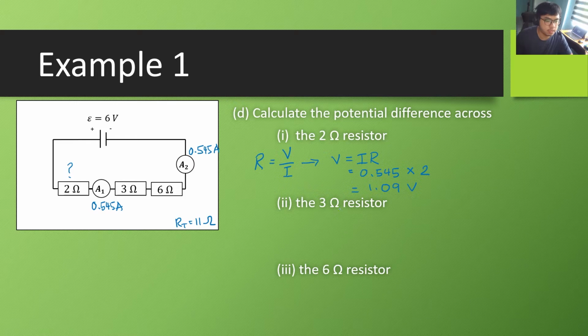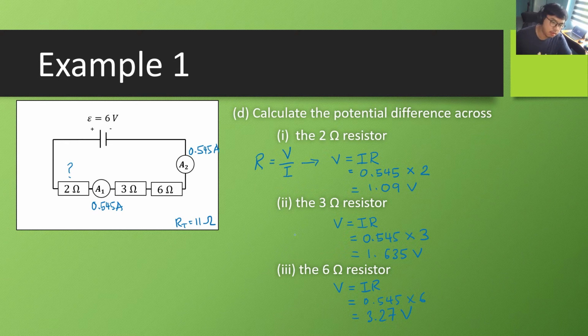What about for the 3 ohm resistor? This is basically the same working but for a different resistor. So it's the same current. The resistance is 3 and that is equal to 1.635 volts. And we'll do the same for the 6 ohm resistor, and that's the answer for these three.